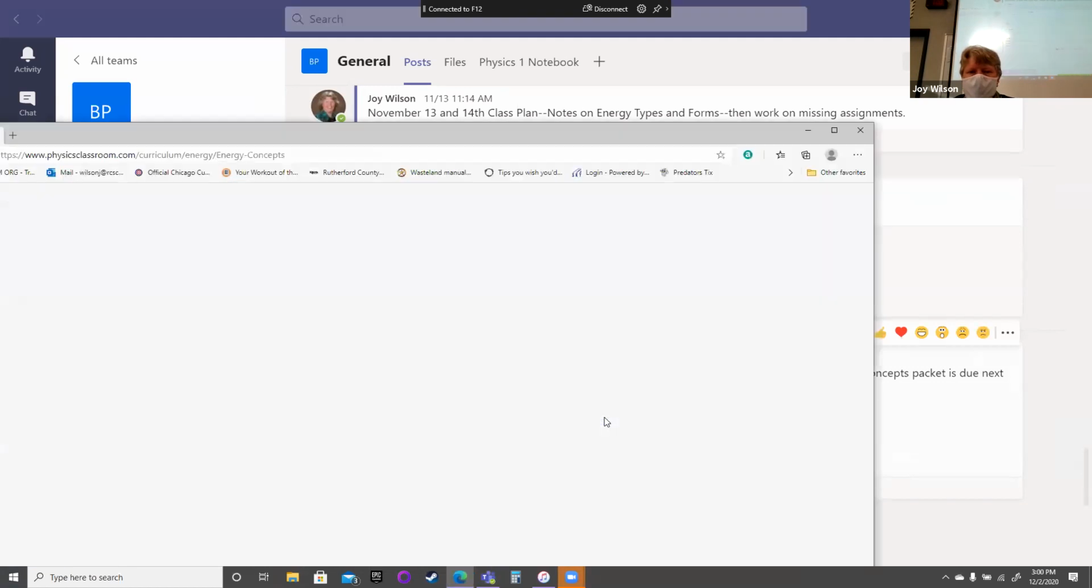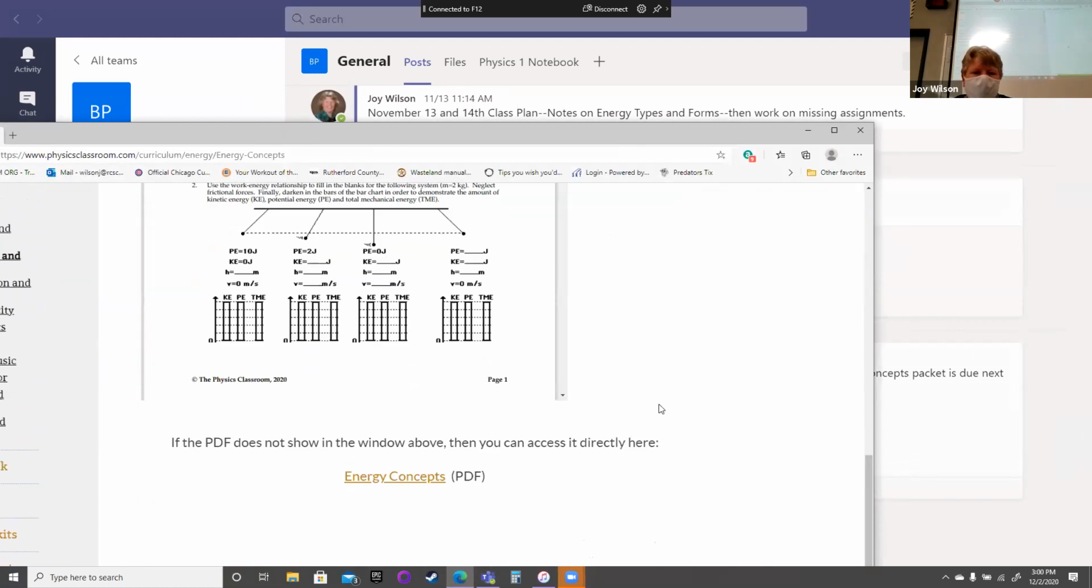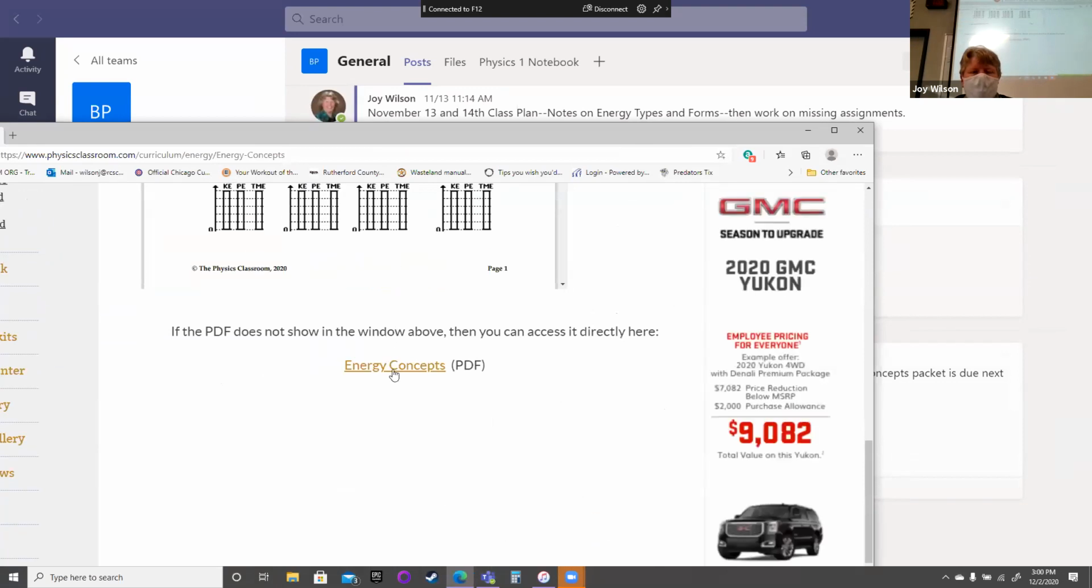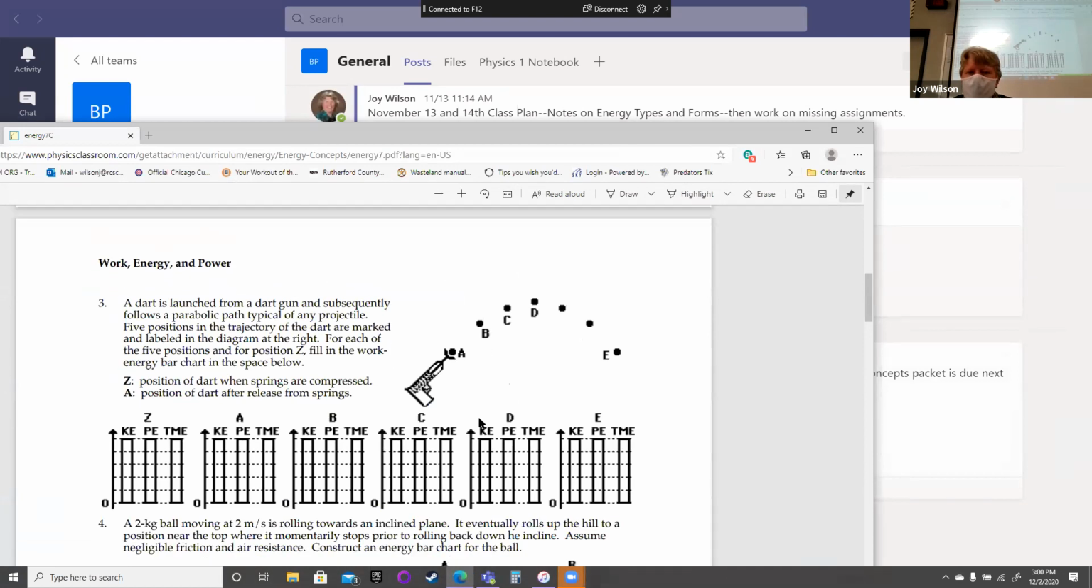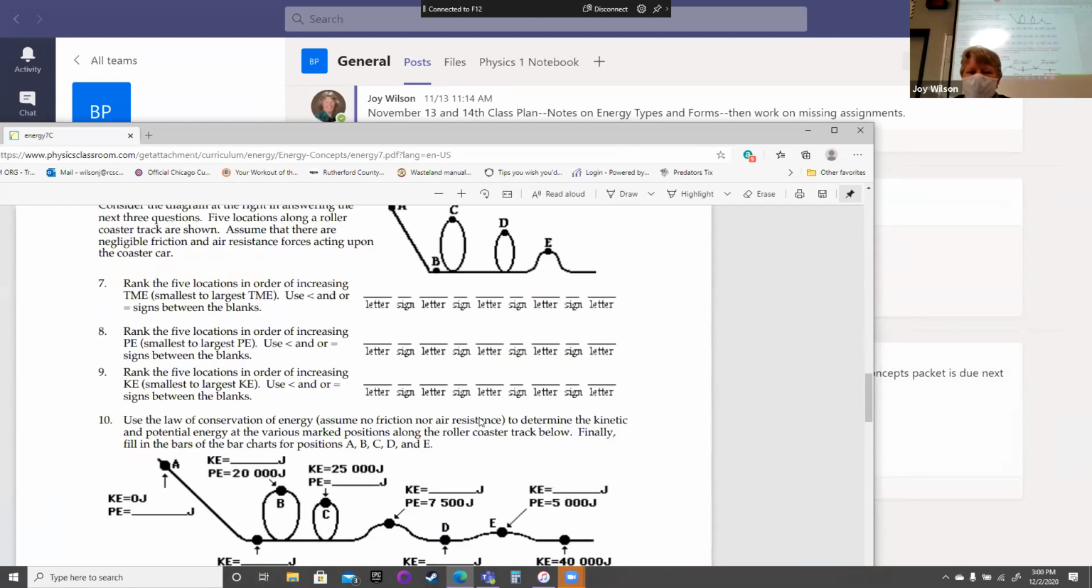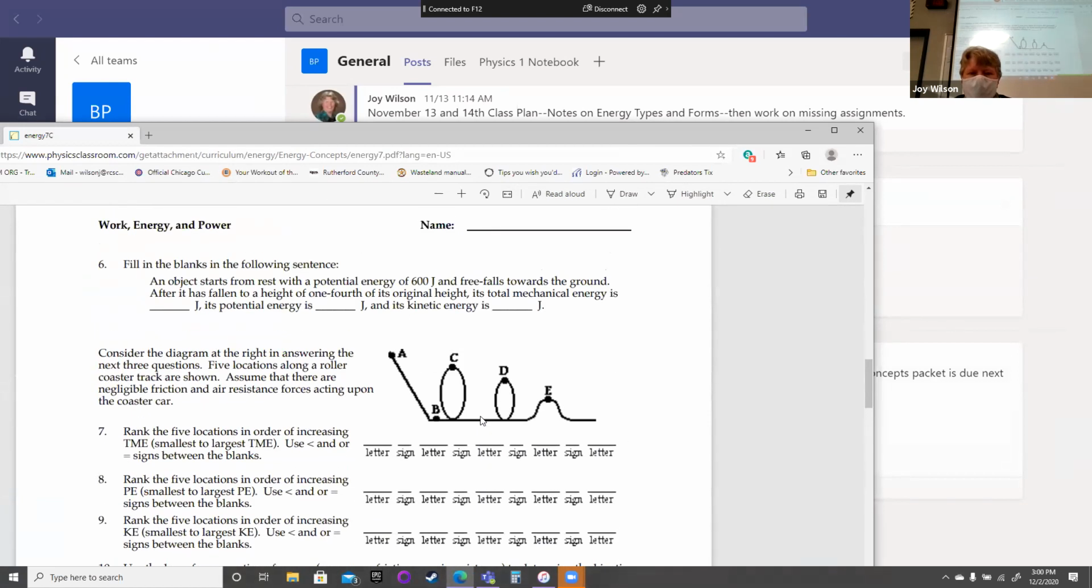So here's the energy concepts. This one is 3 pages front and back. Okay, so it's kind of long. And you don't have to do all of these right now. We're going to do some of these as we go on, but you can do some of them.